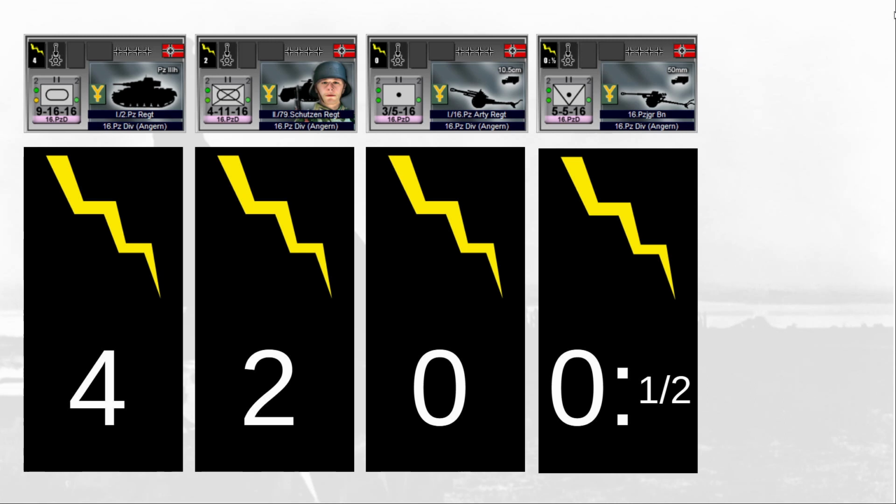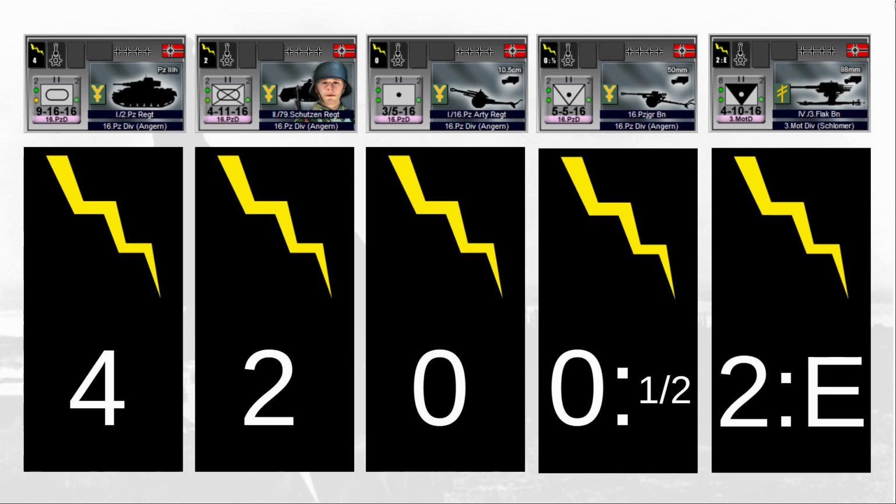Shock value 0 and 1/2 is assigned to anti-tank units. Shock value 2 and E is awarded to heavy anti-tank units. Now, let's see how these shock values work.